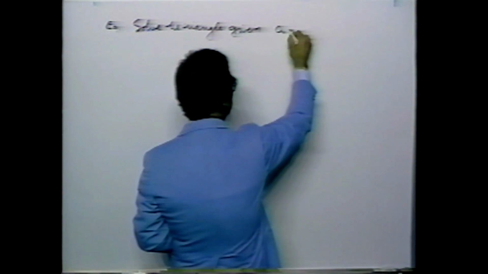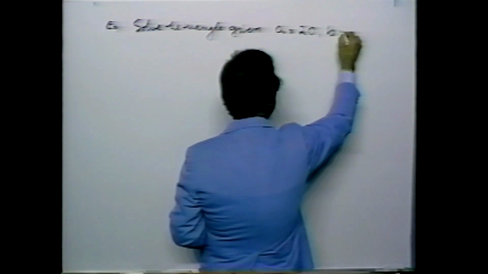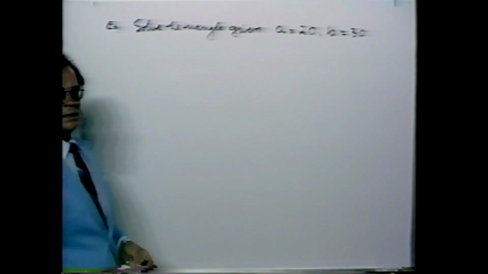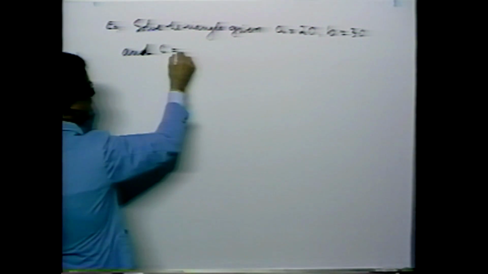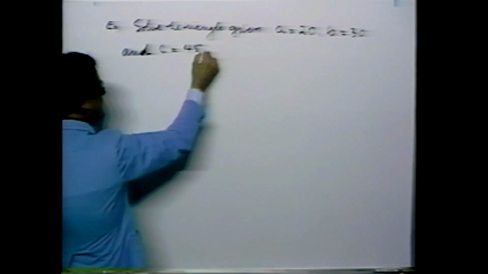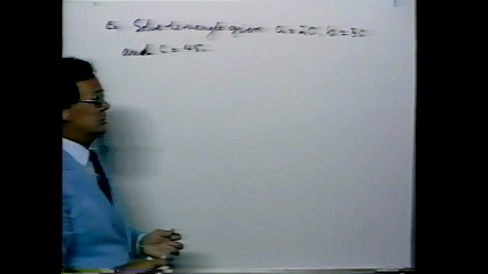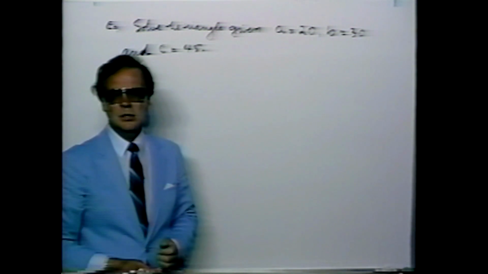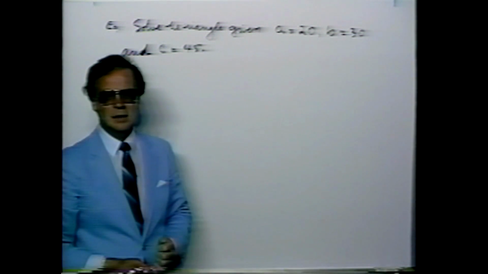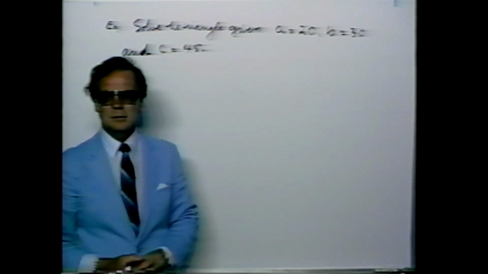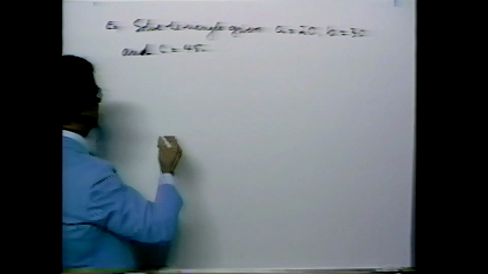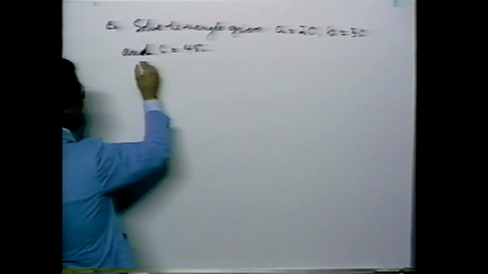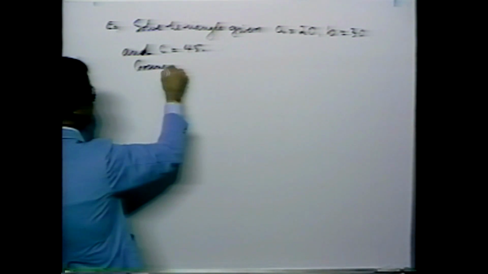where A is 20, B is 30, and C is 45. Small c is 45 units. Notice that in this question, this time, we are given three sides and none of the angles. The only formula that we have that involves all three sides at the same time is the cosine law. And so it's the cosine law that is applied here to solve this problem.